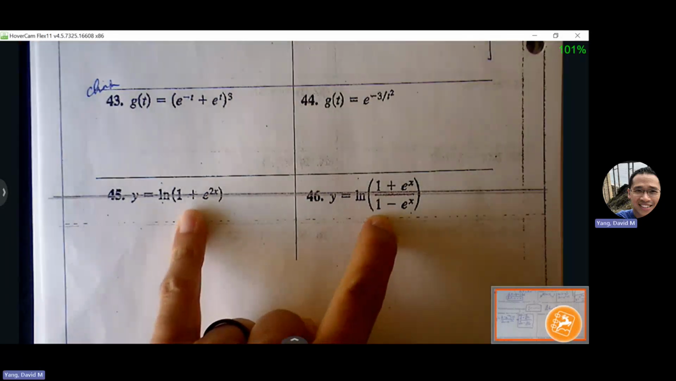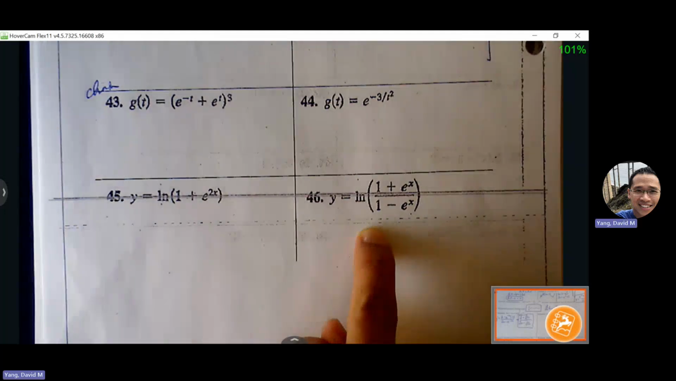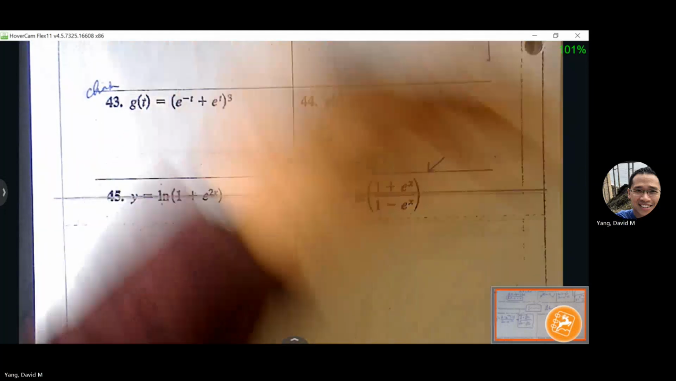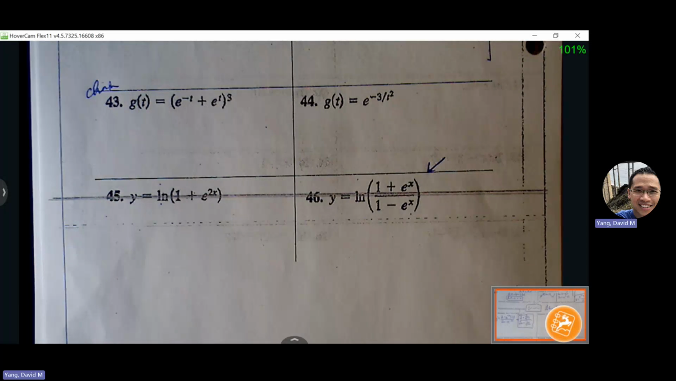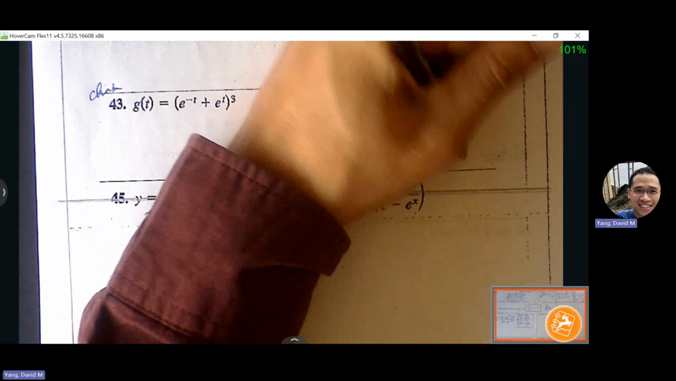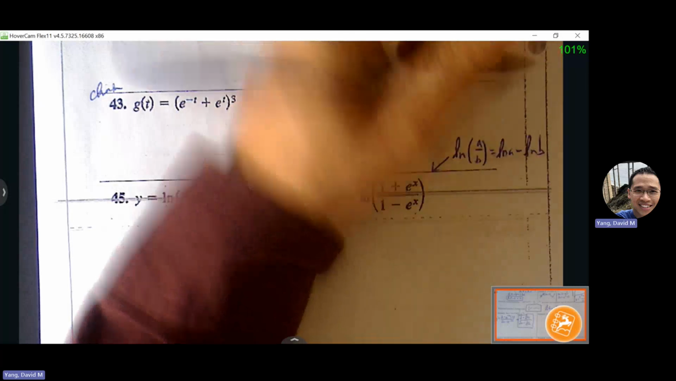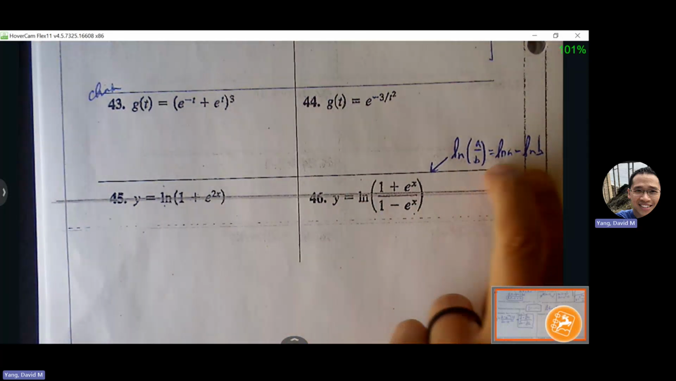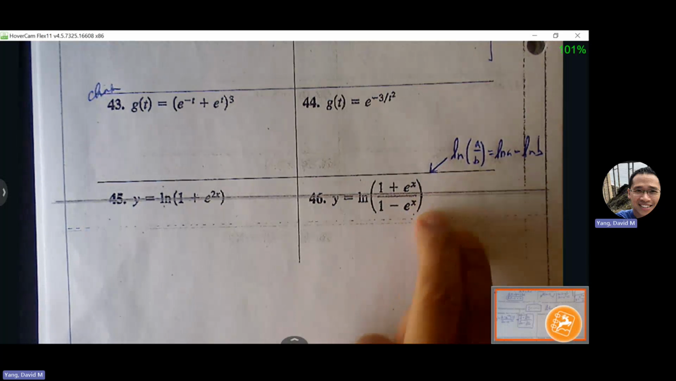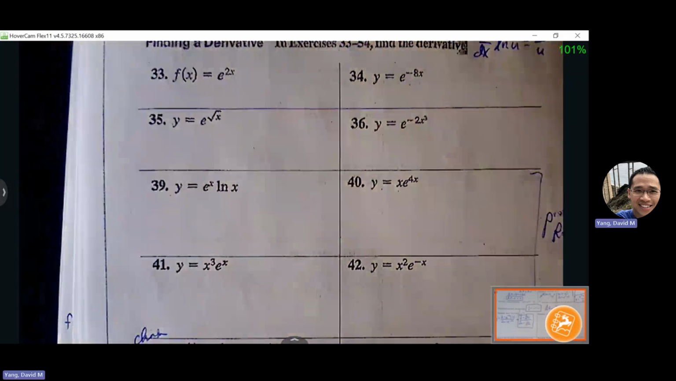45 and 46 involve natural log. 46 though, we can actually avoid quotient rule by involving what? Is there a log property that we can use before the derivative process? Quotient property: natural log of a over b can be expanded to natural log of a minus natural log of b. That splits this into two easier problems, and we can find the derivative that way. Keep in mind, we have to go through u prime over u here. We cannot distribute that natural log through. Okay, go ahead and start this.